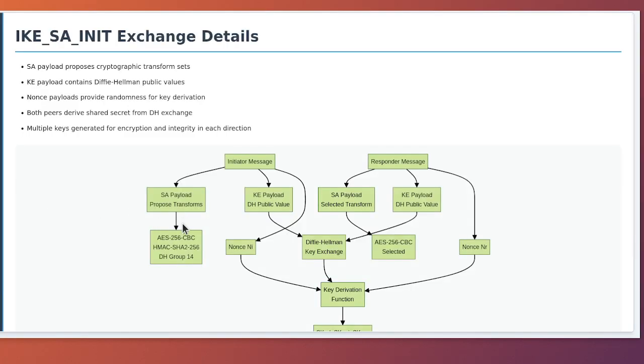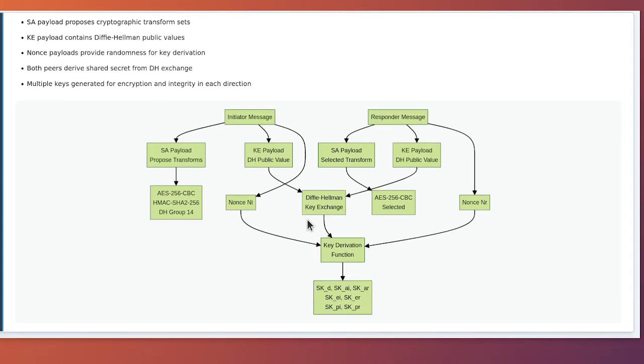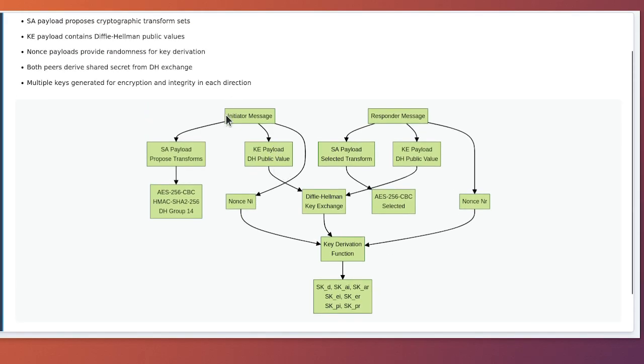IKE-SA-INIT exchange details. Let's examine the IKE-SA-INIT exchange in detail because this is where the foundation of the secure tunnel is laid. The initiator, typically called the client or the side that starts the connection, sends the first message. The responder, usually a VPN gateway or server, receives this message and sends back a response. These two messages accomplish several critical tasks simultaneously.